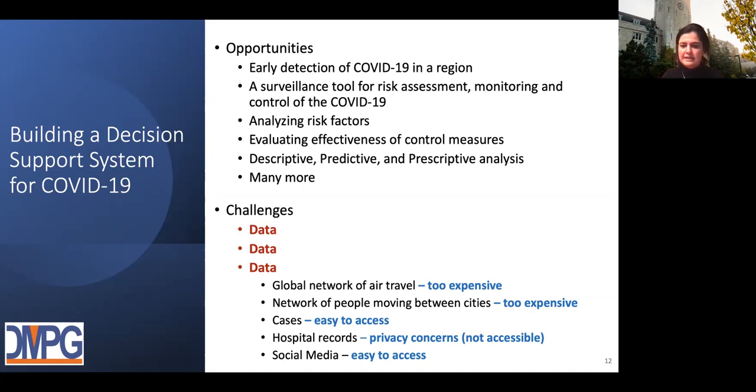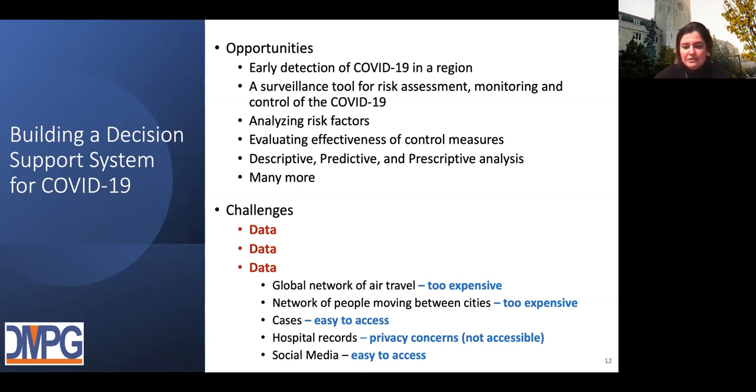At least the number of cases was easy. Social media was easy, but for all other types of data we wanted to collect, for example, the global network of air travel, it was too expensive. We were told for 1 year during COVID, it would be $60,000. A network of people moving between cities: I'm not sure how reliable the data source we found was, but they said it's 10,000 for half a year or something like that. And hospital records, obviously, no. I think we would have to go through a long process to get that information from public health. Some data could be possible, but it's a long process. We wanted to have results immediately.